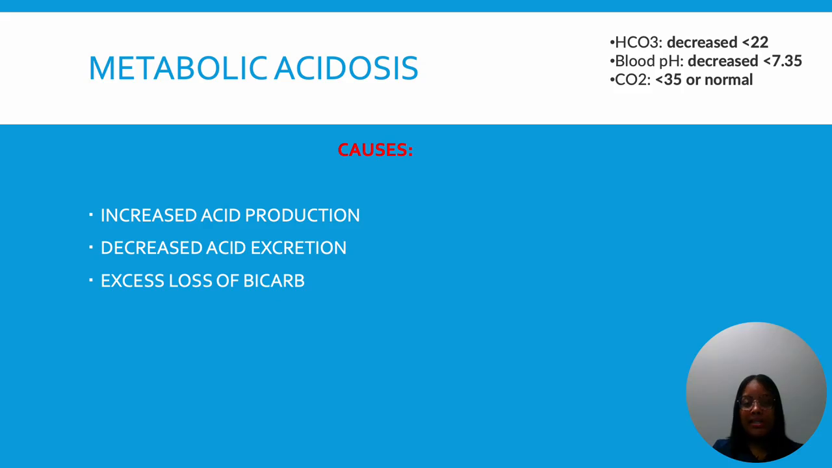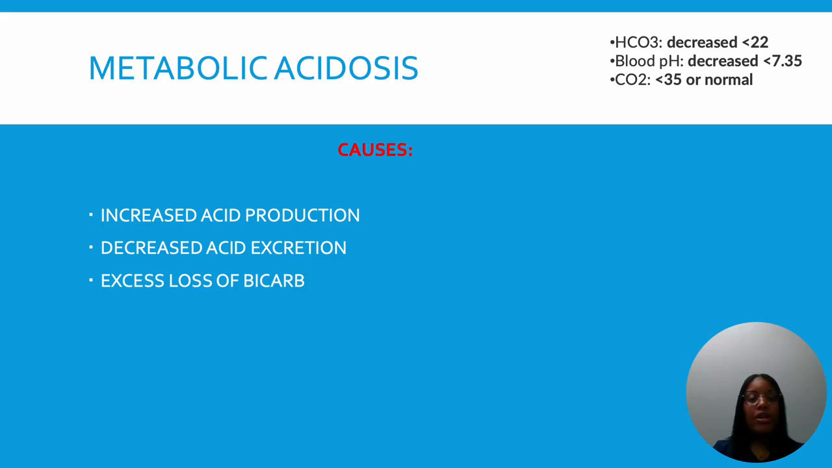Increased acid production. One disease process that you should know is DKA, diabetic ketoacidosis. Remember, ketones are acids. So this increase of acids in the body with DKA could lead to the patient being in metabolic acidosis. Decreased acid secretion. What organ is responsible for filtering out all our waste and our acids? The kidneys. So if the patient is in renal failure, then their kidneys are not doing what they're supposed to do, so there will be high amounts of waste and acids left in the body.